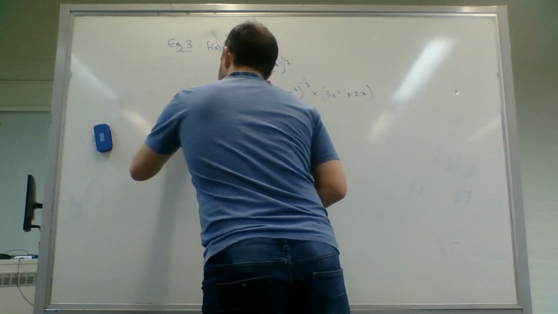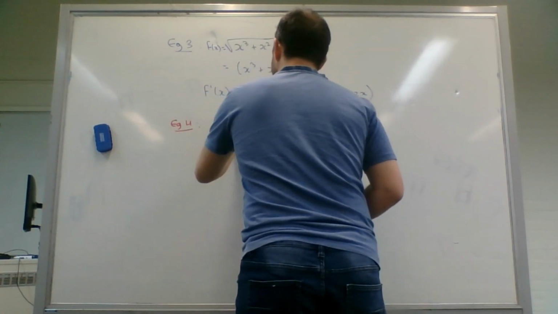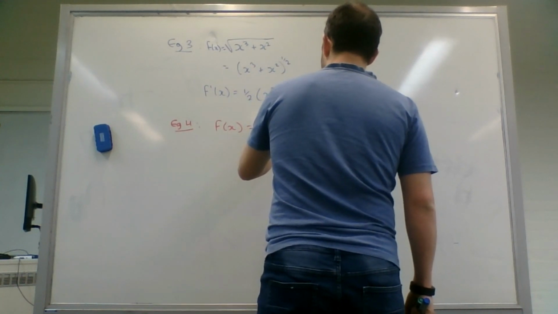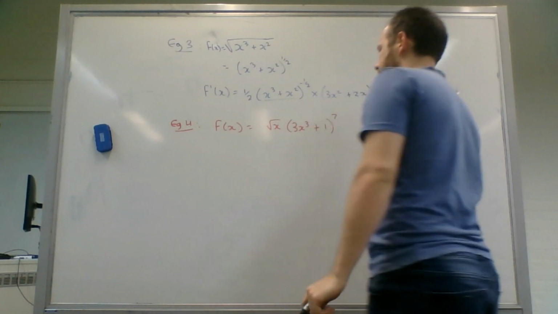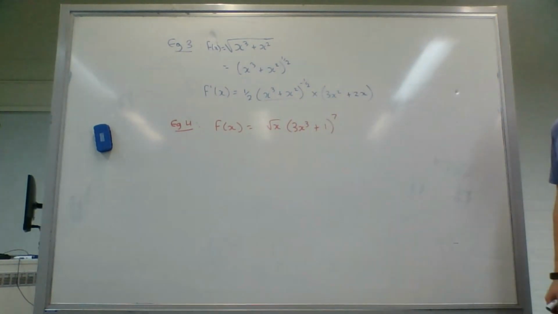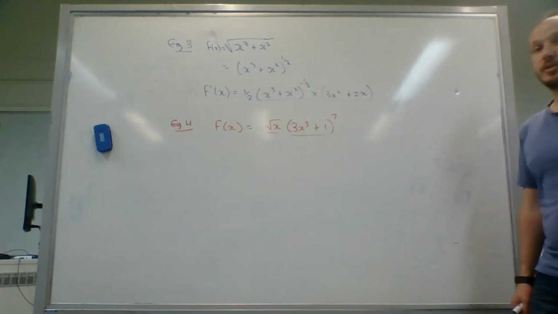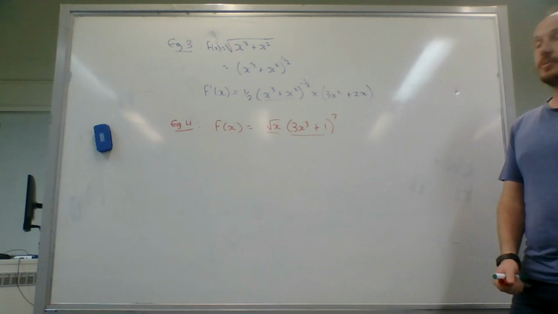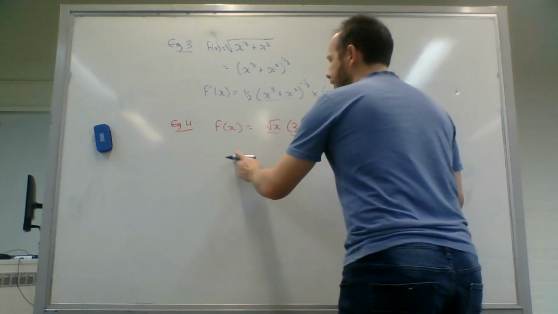Okay, example number 4. So this time we'll do a product rule. So let's say we've got square root of x times 3x cubed plus 1 to the power of 7. So I've got this times this. As soon as I see that I've got two functions together, I know that I need to use the product rule.